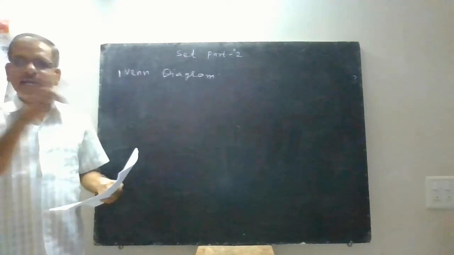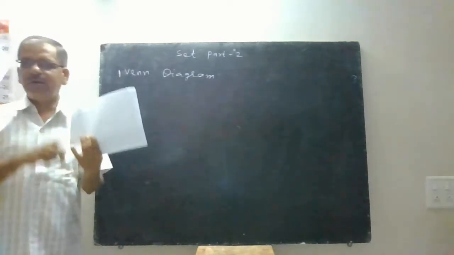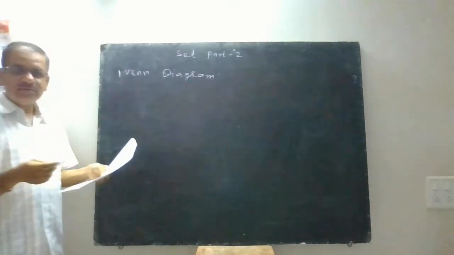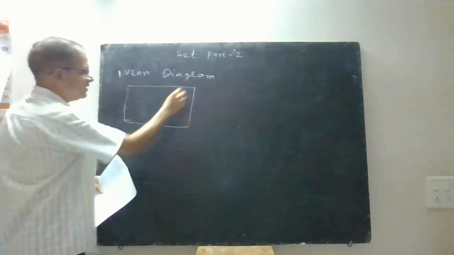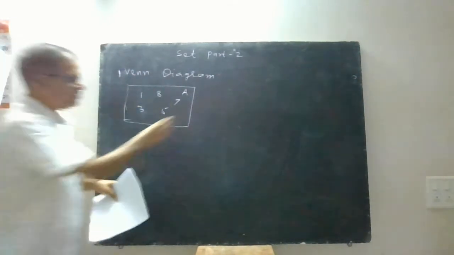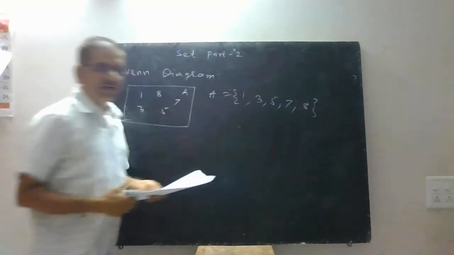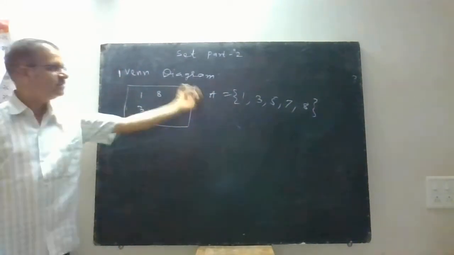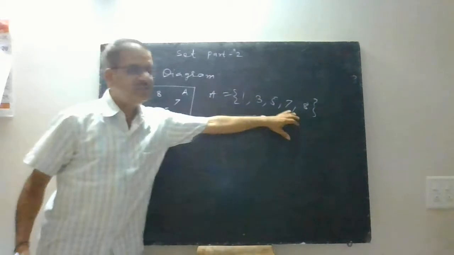In this one, a set is denoted by a closed figure like a triangle or rectangle or a circle or elliptical shape, anything, and the elements are written inside that box. Suppose we draw a set A and in that one 1, 3, 5, 7, 8. Suppose these are the elements. So actually the set A is {1, 3, 5, 7, 8}. Instead of writing the elements like this, I have written the elements in a closed figure, that is a rectangle. In that I have written those elements which are inside the set.